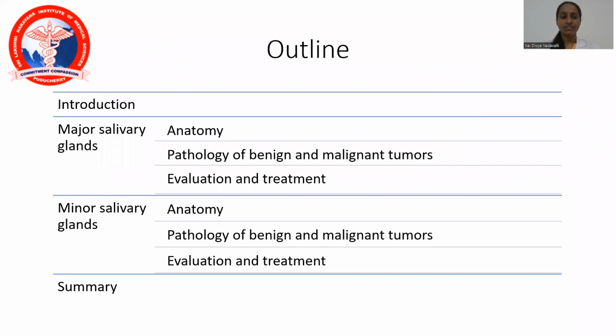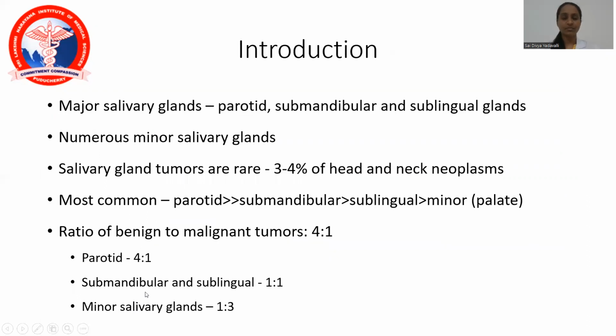So in this lecture, we'll be dealing with the following topics. We will discuss major and minor salivary glands in terms of their anatomy, pathology of benign as well as malignant tumors, their evaluation and treatment. And finally, we will have a small summary.